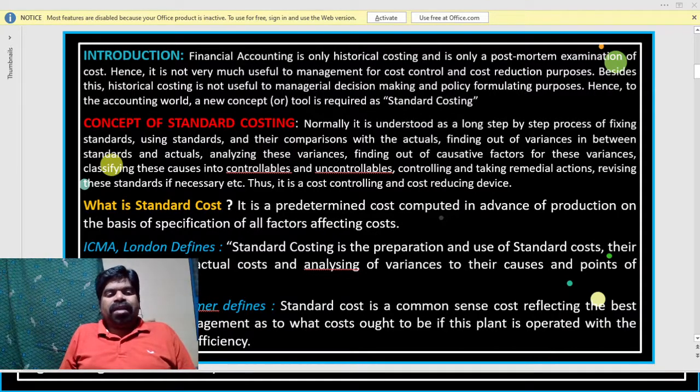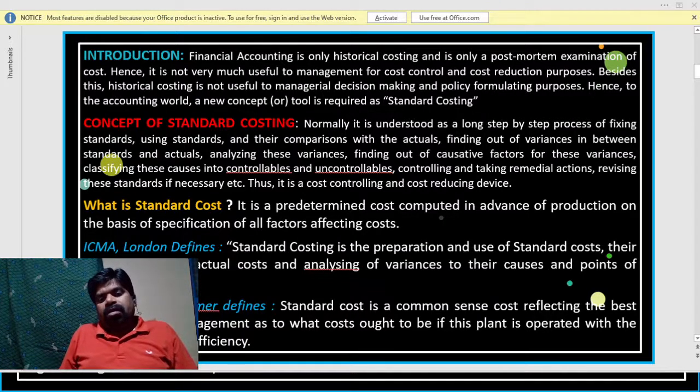So, what is standard? Here is the concept of standard cost. Let us know standard cost first. It is a predetermined cost. What does predetermined mean? Expected cost, the cost that is going to be incurred in the future while producing the products, while processing the goods. That is known as predetermined cost: cost computed in advance of production on the basis of specifications of all factors affecting cost. So this is standard cost. Well in advance, before starting the manufacturing process, the cost is going to be known. That is standard cost.